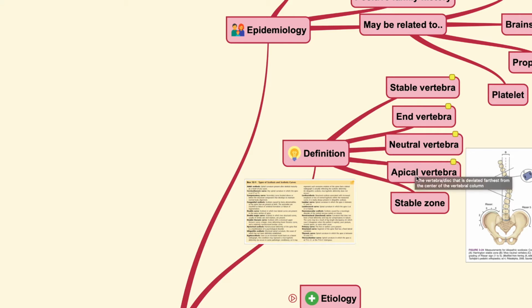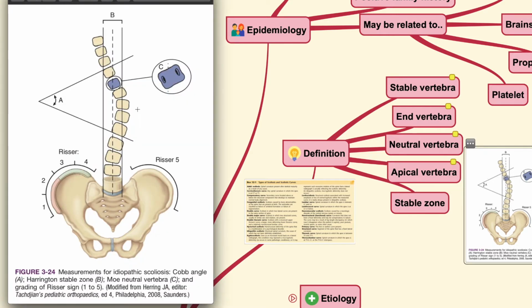Now, the apical vertebra is the vertebra that is deviated farthest from the center of the vertebral column. This would be called the apical vertebra because it is deviated farthest, and these would be called the end vertebrae because they are the ones that started the curve, and the curve is bounded by these two vertebrae. We call them the proximal end vertebra and the distal end vertebra. To identify these vertebrae, you could always evaluate the width of the disc space. We will discuss it later on with an example of the radiograph.